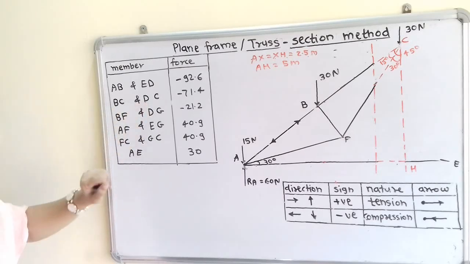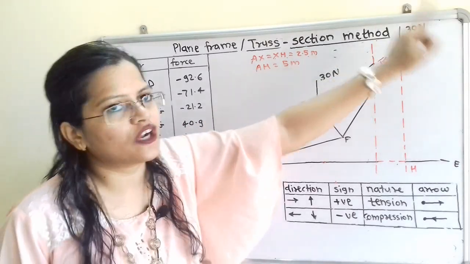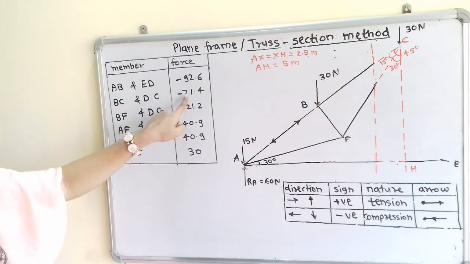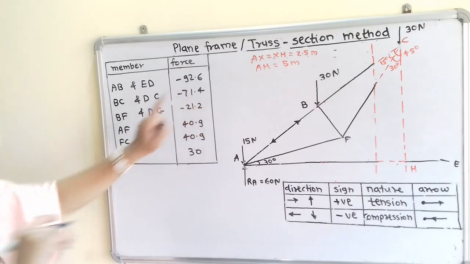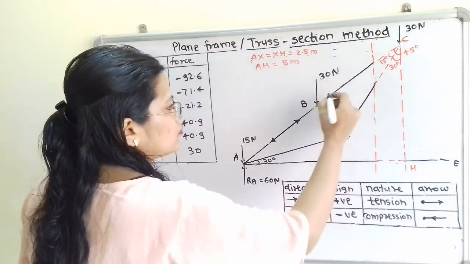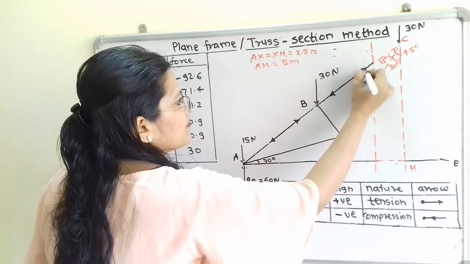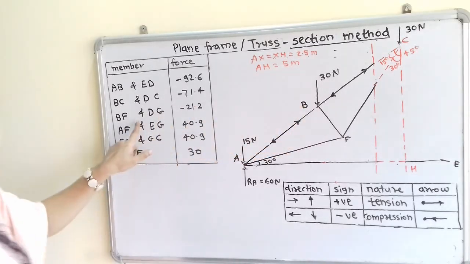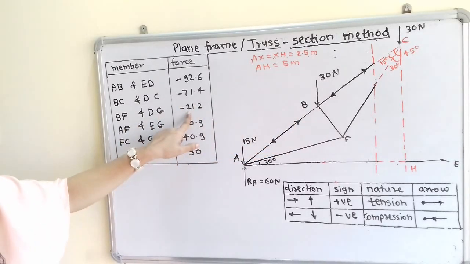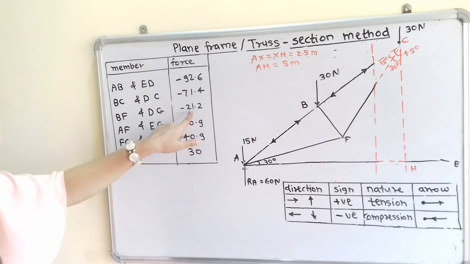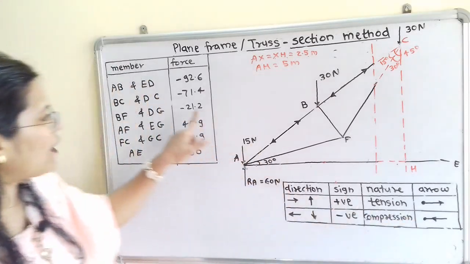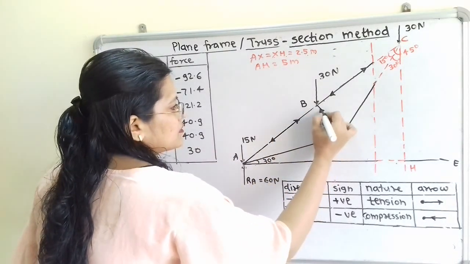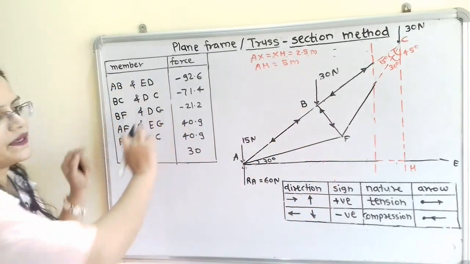Now BC and DC. So here is the member BC and on that side there is the member DC. For that we have to show compression nature and magnitude is 71.4. So for compression nature we have to show arrow towards the joint. Now next is BF and DG. So for BF and DG nature is compression with magnitude 21.2. So for compression nature we have to show arrow towards the joint. And on that side there is the member DG.